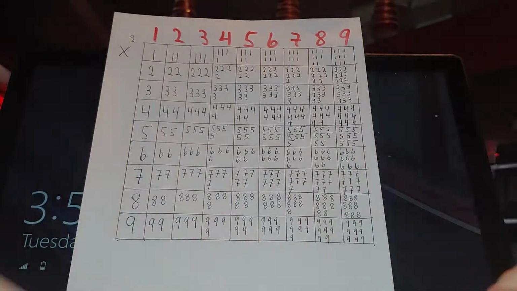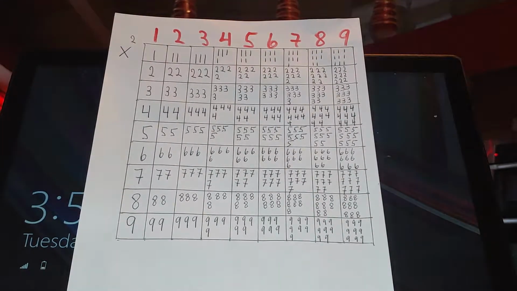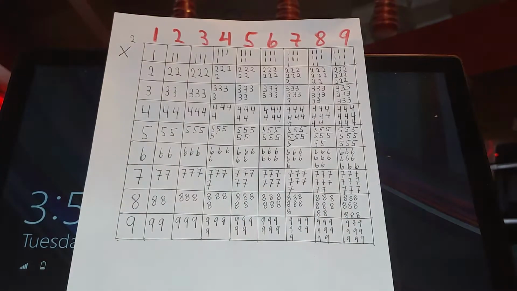So basically, I'm going to show you the trick, and the trick is how to multiply all of these numbers between 1 and 999,999, and we will proceed.